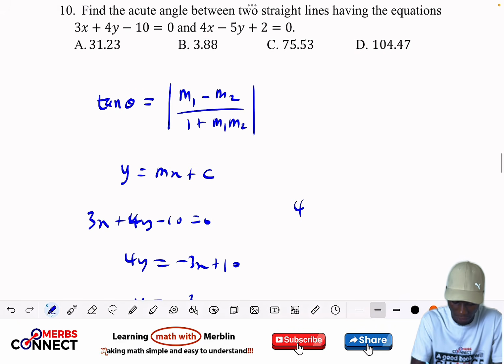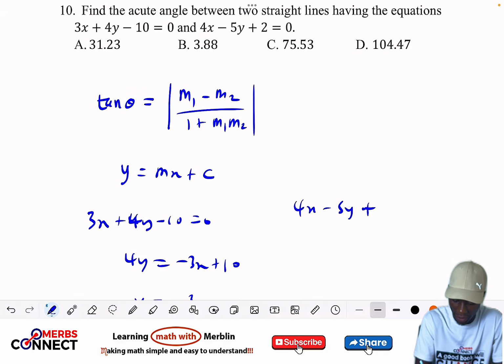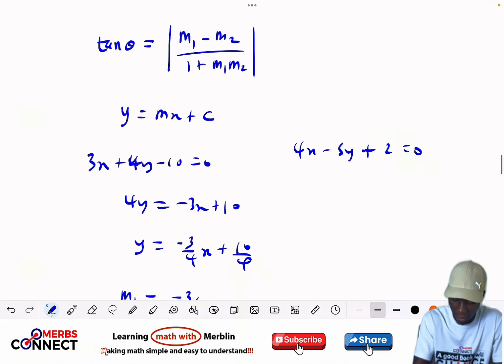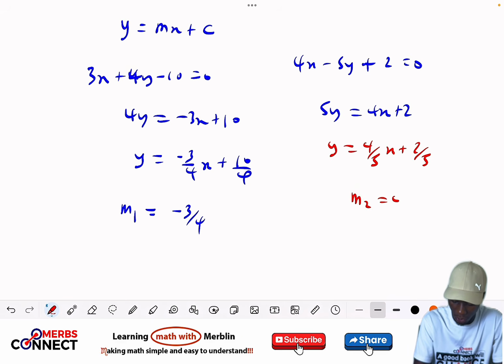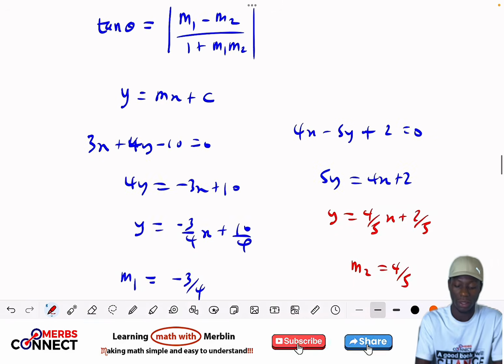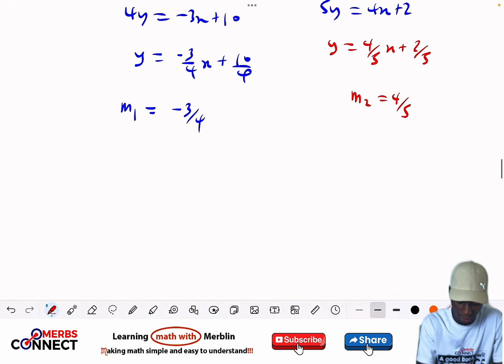Let's pick the other equation: 4x minus 5y plus 2 is equal to 0. When I move minus 5y, I'll have this one equal to 4x plus 2. Divide through by 5 and have 4 over 5x plus 2 over 5. So my m2 will be equal to 4 divided by 5. So it's just a matter of doing substitution.